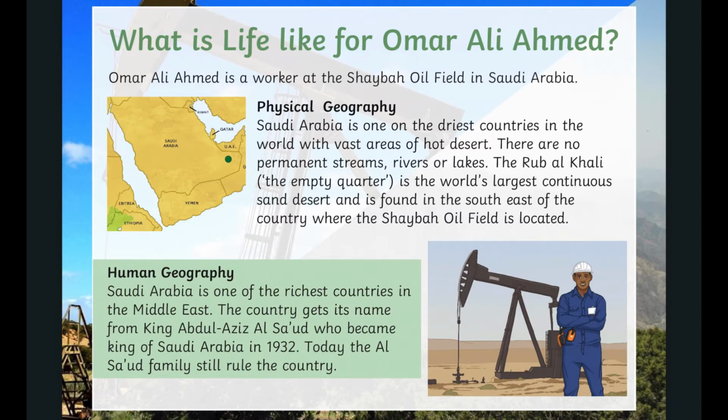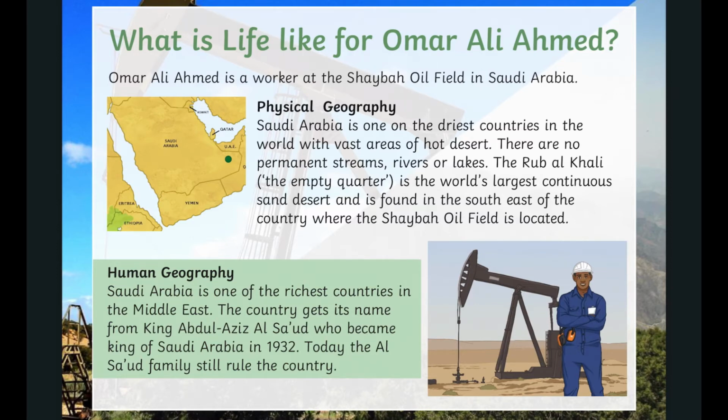Well, it's one of the driest countries in the world, and there are vast areas of hot desert. There are no permanent streams, rivers, or lakes, and the Rub al Khali, which is known as the Empty Quarter, is the world's largest continuous sand desert and is found in the southeast of the country, which is where the Sheba oil field is located.